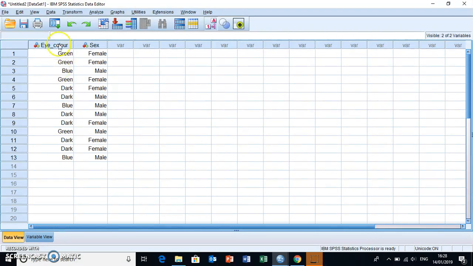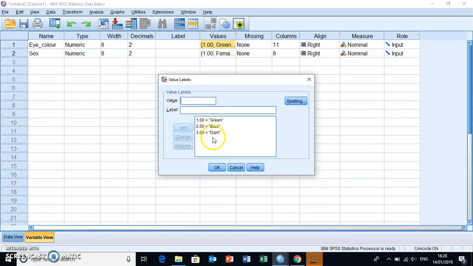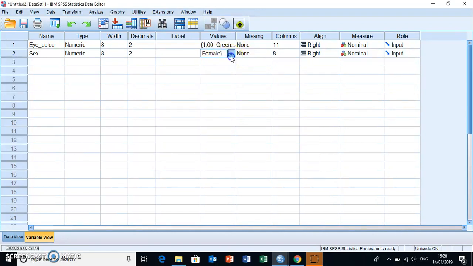And in this case we have from 13 people eye colors, green, blue and dark, as well as their sex. So each person in this kind of raw data set is represented by one row of data, and the information we know about that person, those different variables, are in the columns. If we go to our variable view, we can see that there are three types of eye color and there are two types of sex here. Both of these are nominal variables because they are categorical and there is no hierarchy between them.